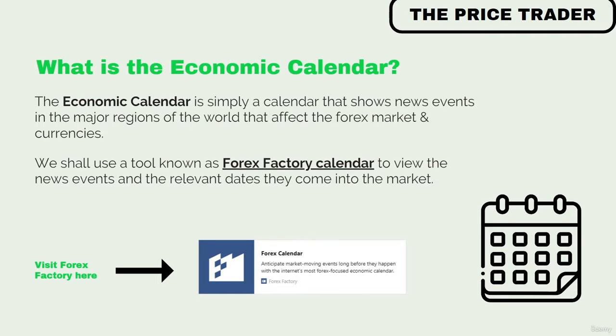So you'll be using a tool that is known as Forex Factory calendar to view the news events, and also maybe set some alerts, and also see the relevant dates that these news events come in. In the PDF version you'll find this link that you can use to navigate to that platform.